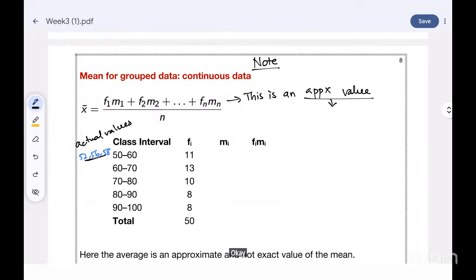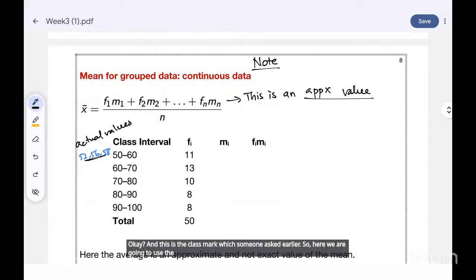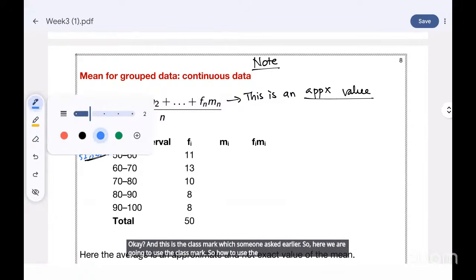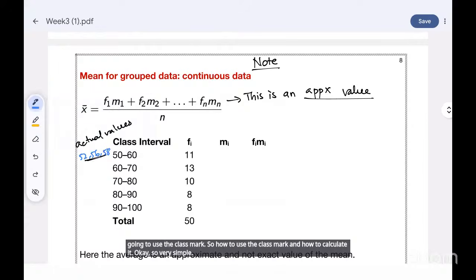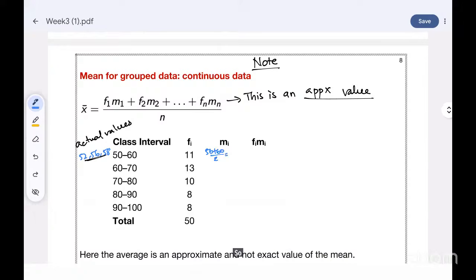Okay. And this is the class mark which someone asked earlier. So here we are going to use the class mark. So how to use the class mark and how to calculate it. Okay. So very simple. The class mark is the average of the lower limit and upper limit here. So 50 plus 60 by 2. So what should be the answer? 55. 55. What about 60 to 70 then? 65. 65. 75, 85, and 95.